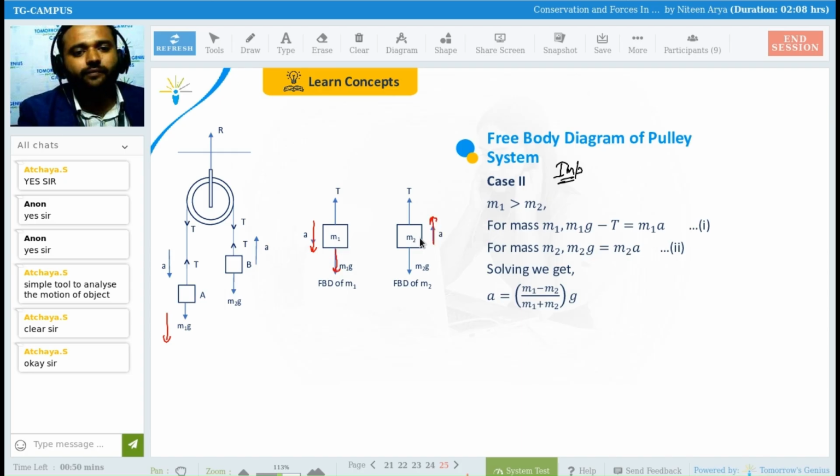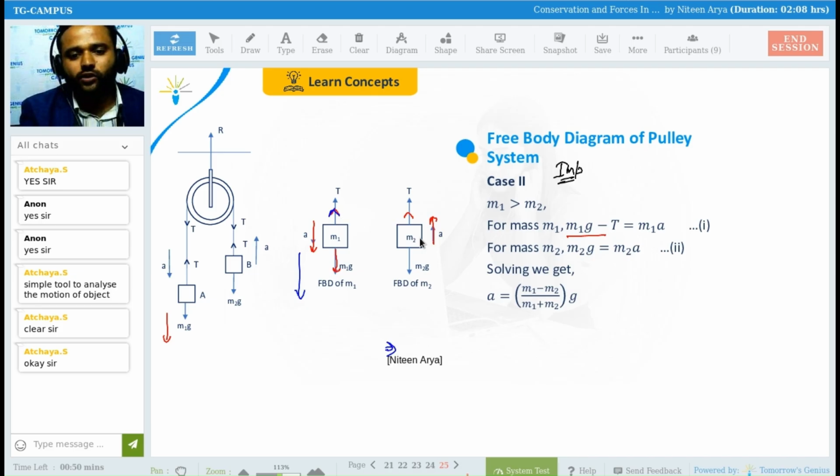Why? Very simple: the tension force on this particular string for M1 is in the upward direction, and the tension remains the same. For M1 greater than M2, M1g minus T is equal to M1a. What we are doing basically, as we can see, is that the net force is traveling in this side. Clear? And M1g is in this side, but there is a tension force in this side.